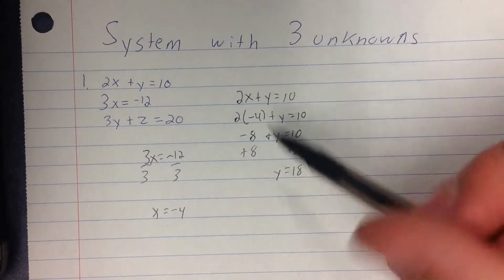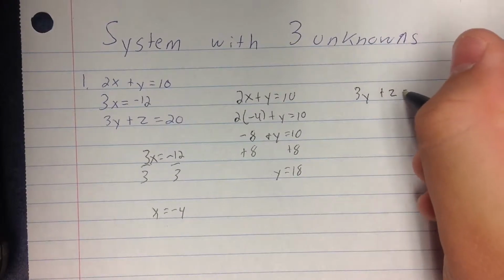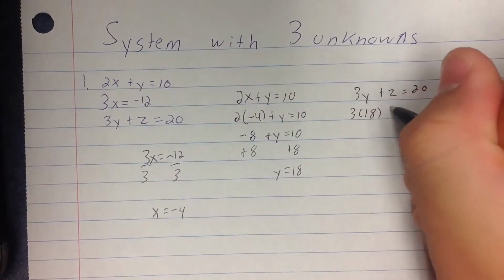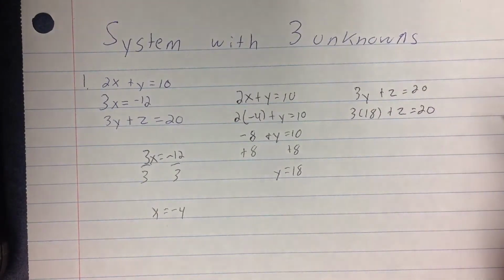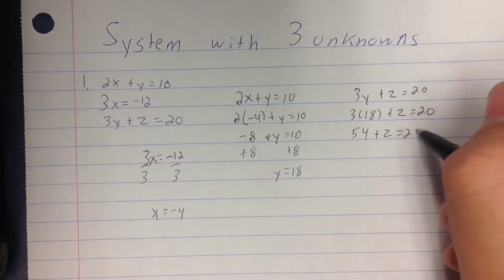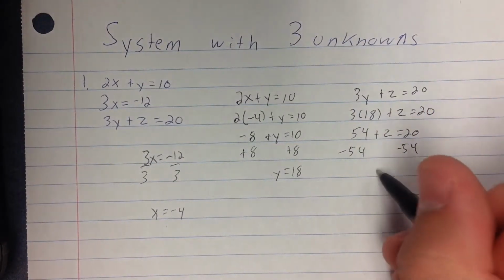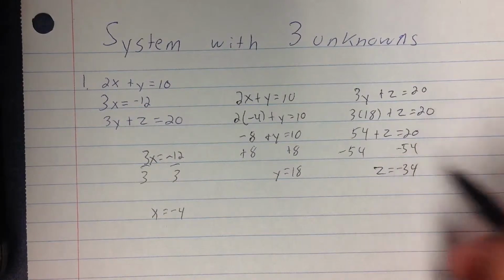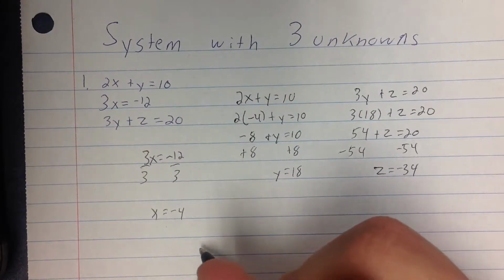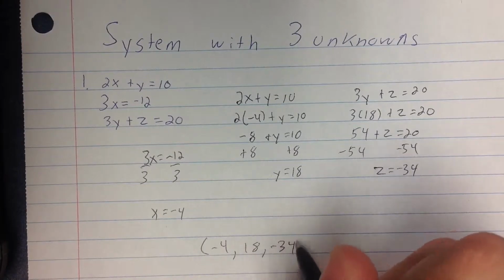Then from here I take the y and I look at the last equation, which is 3y plus z equals 20. And since y is 18, we put that in. 3 times 18 is 54, plus z equals 20, and then I would subtract 54 from both sides. So I'd get z equals negative 34. Then once you have x, y, and z, write it as an x, y, z ordered pair.